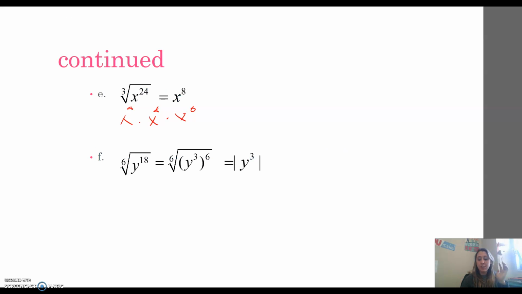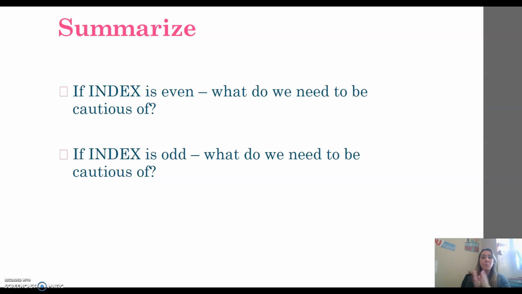So make sure you get this in your notes, but to summarize, if your index is even, you need to make sure that we don't have a negative sign underneath the radical without an even power, because then we have no resolution. We need to have absolute values as our answer. And then if it's odd, we need to make sure that we evaluate it, and our answer could be positive or negative. It doesn't matter, but it could be either.